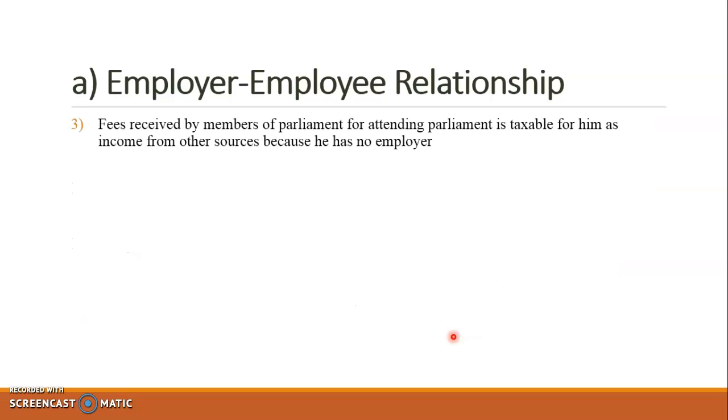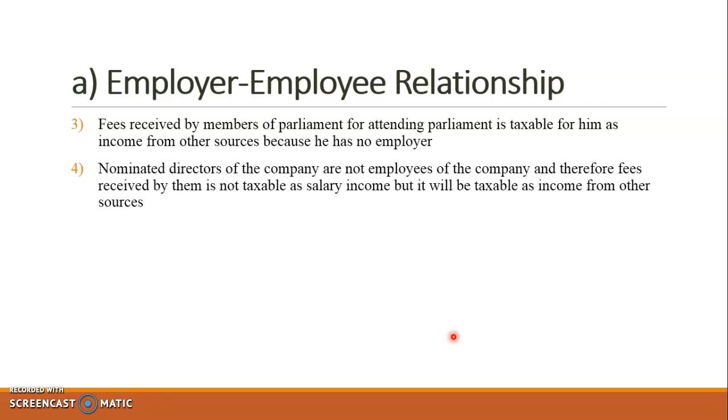Third example: fees received by members of parliament for attending parliament are taxable as income from other sources, not as salary income, because there is no employer in the case of members of parliament. They are elected by the people of India. There is no employer, so the employer-employee relationship is absent, so it is not salary income.